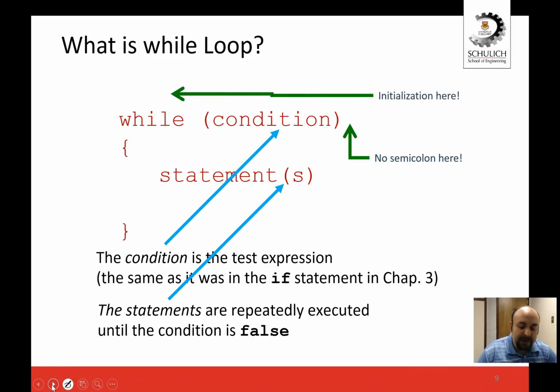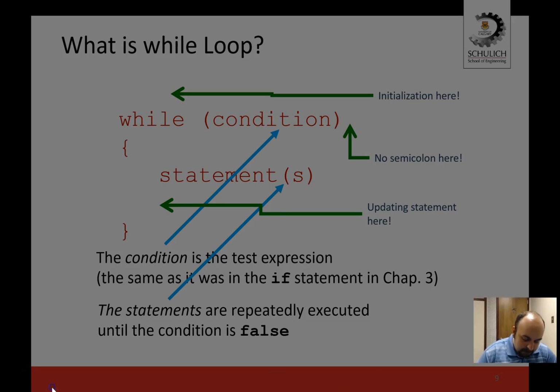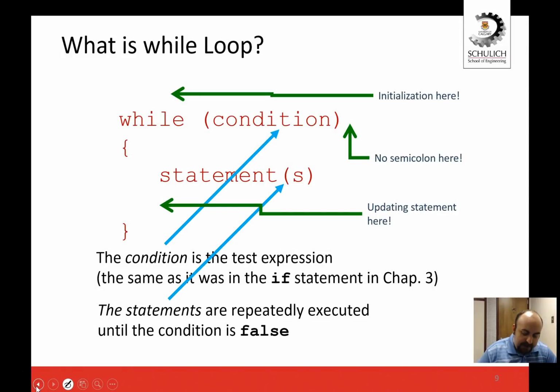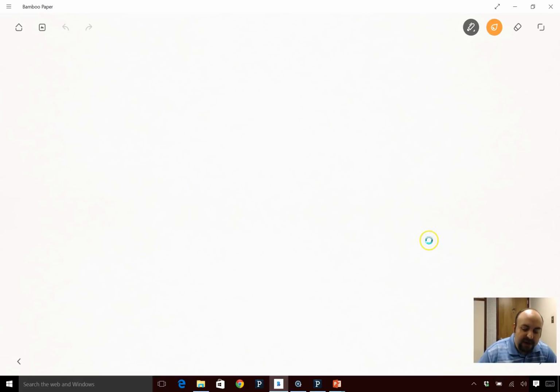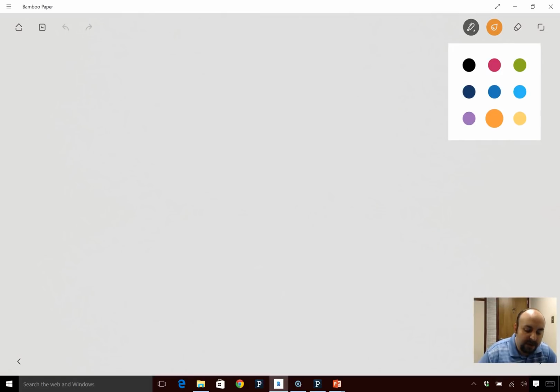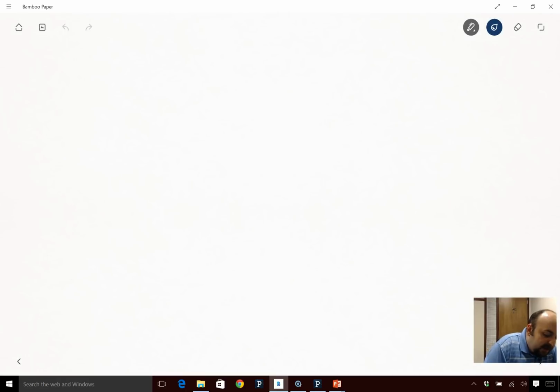With the while loop, you typically want an initialization, and I'll talk about what I mean. And also, you would need an updating statement over here. Oops, let's go back. So if this test condition is true, we keep on executing these statements. Without going further into the slides, let's just write a simple while loop together.